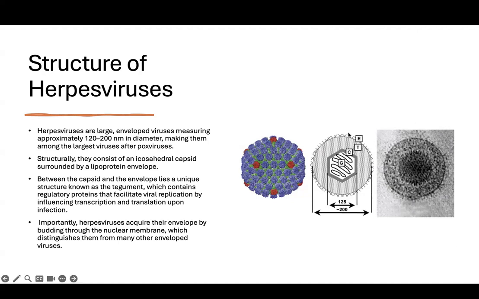And one also interesting thing is that the envelope these viruses have, they've stolen it from the host's nucleus. As we know, they go inside the nucleus, they start replicating inside the nucleus, and once they're ready to go, what they literally do is bud off from the nucleus, stealing its membrane.